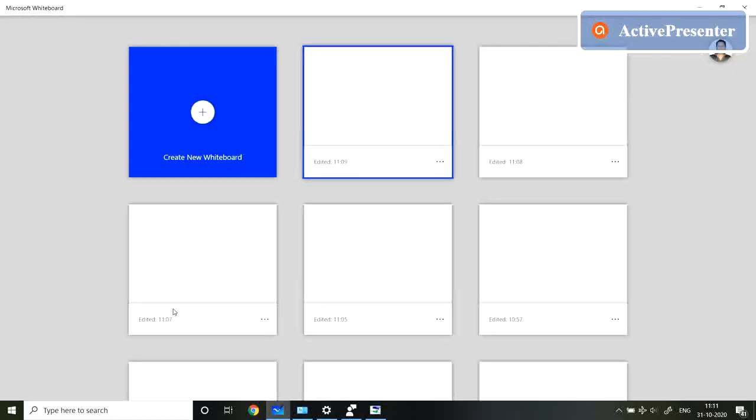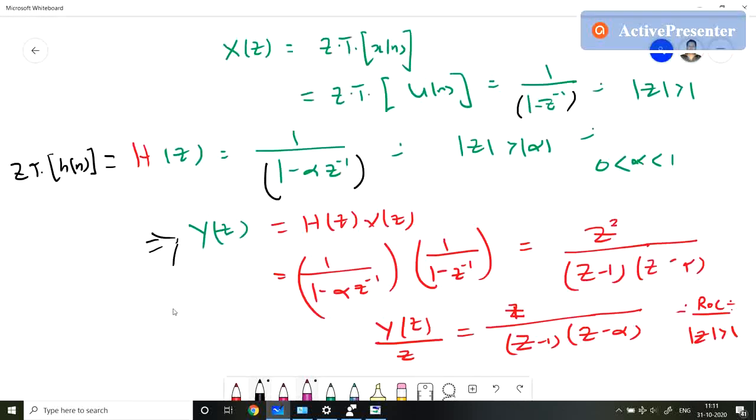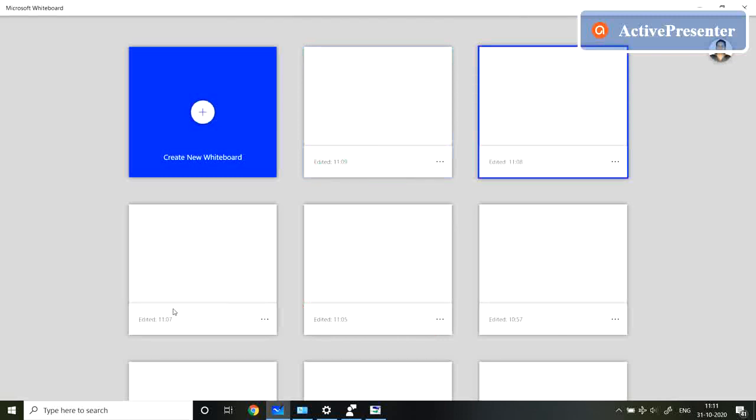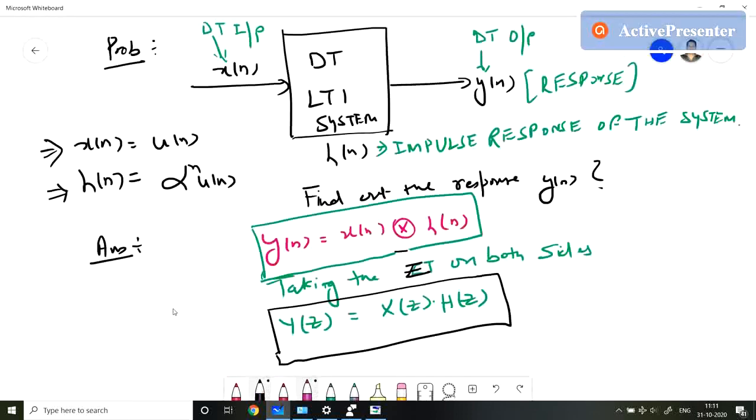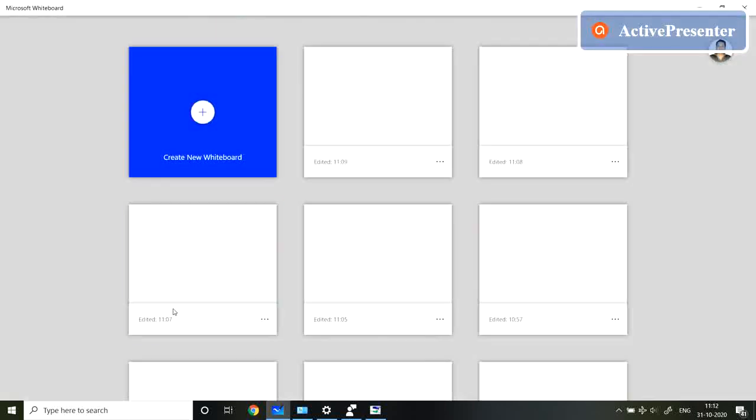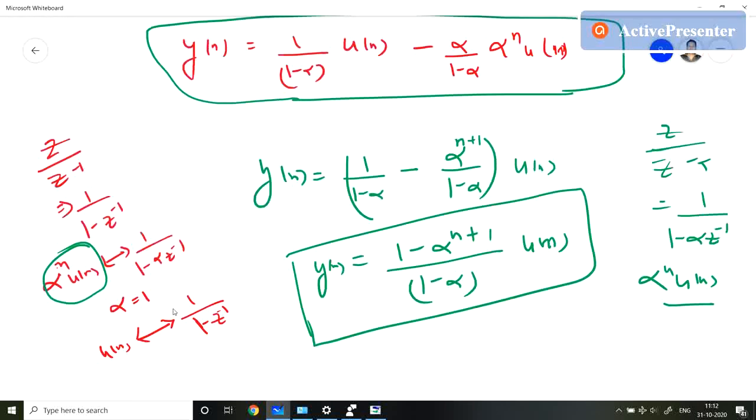So finally our solution is in this form: 1 divided by 1 minus alpha u[n] minus alpha divided by 1 minus alpha raised to the power n u[n]. So we have just combined these two terms, and this is our response y[n].